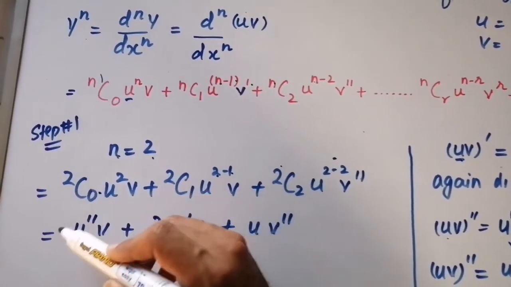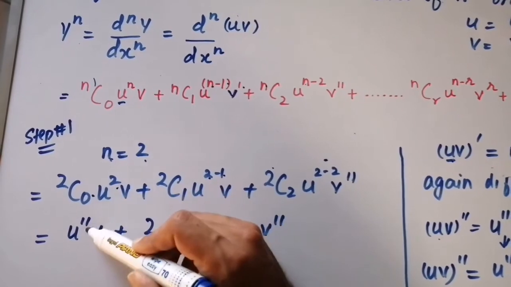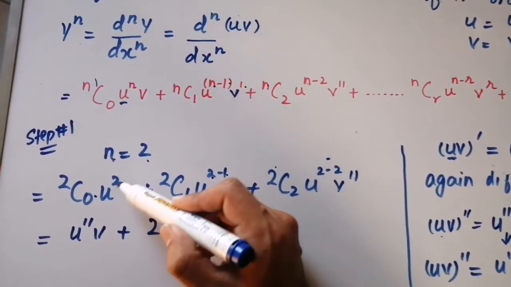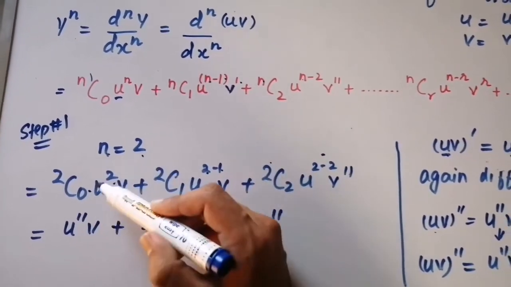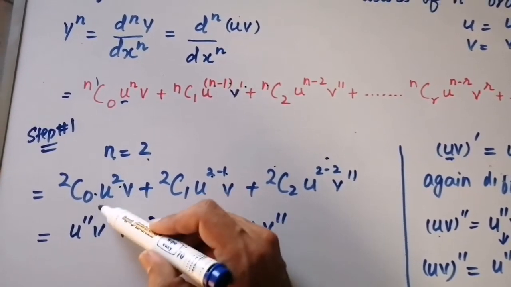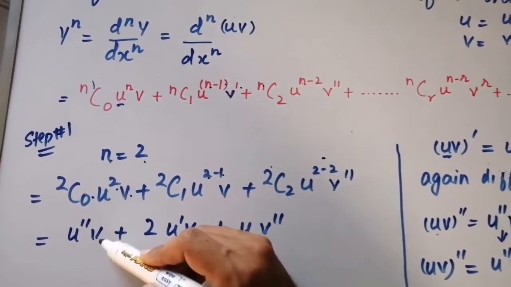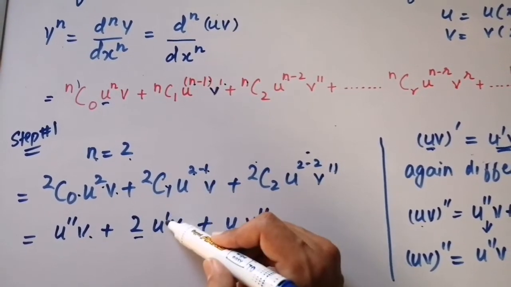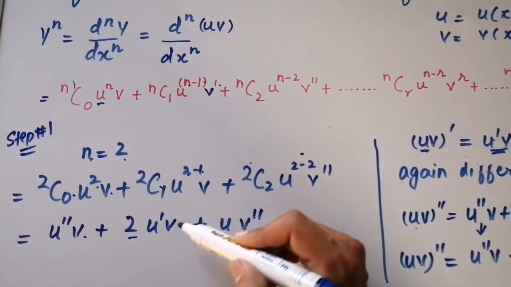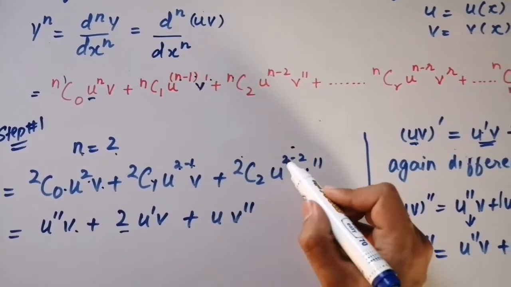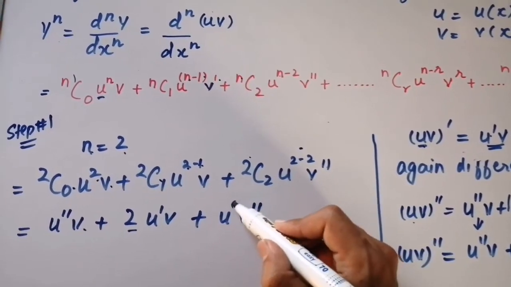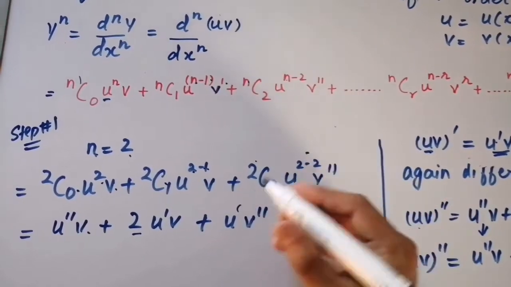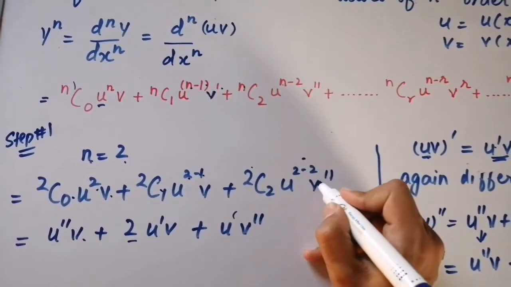2c0 is 1. Again u2 and u double prime are the same. u2 means second derivative and u double prime also means second derivative, so don't get confused by these two notations. v is exactly the same. 2c1 is basically 2, 2 minus 1 is basically 1, that is the first derivative. v is again the same. 2c2 is 1, 2 minus 2 is 0, so I'm not writing 0 here as it shows a simple function u, so I'm going to write simple u here, and v double dash as it is.